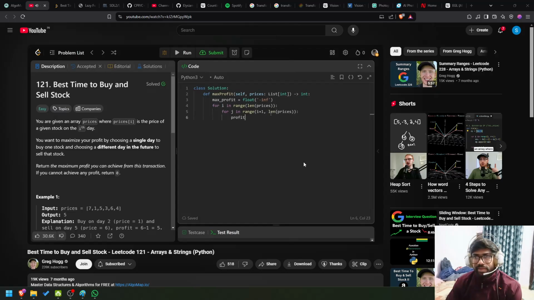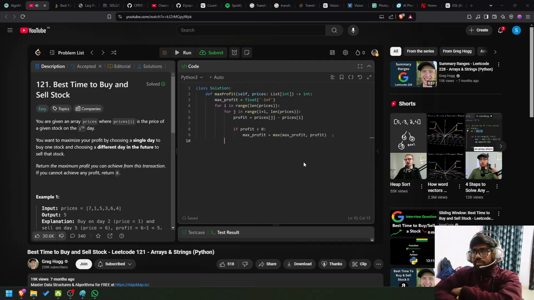We'll say profit is equal to prices at j minus prices at i, so your selling point minus your buying point. If that profit is greater than 0, then you want to set max profit equal to the maximum of itself and that current profit. You only want to set max profit to be that profit if it's better than what we've seen before.